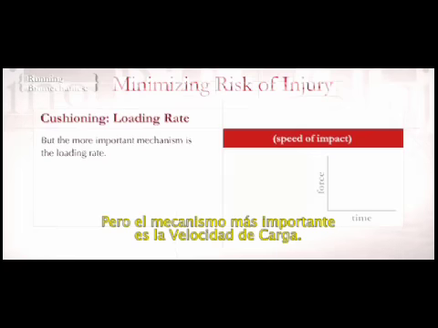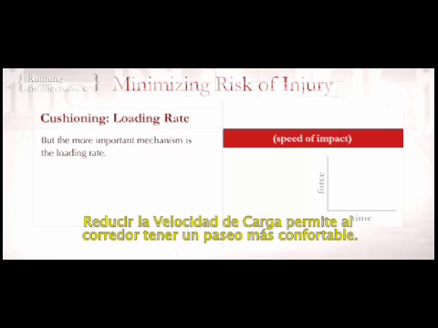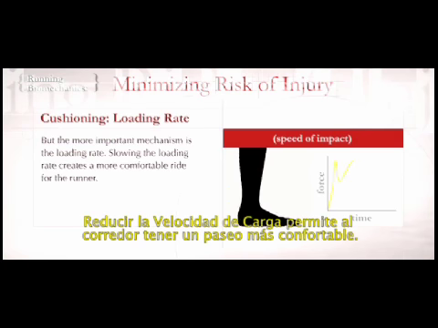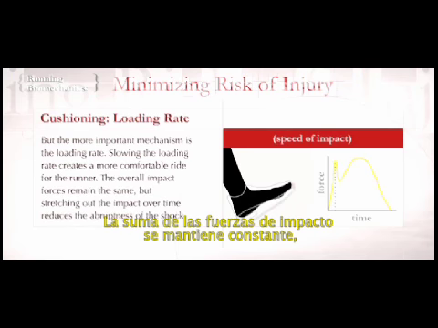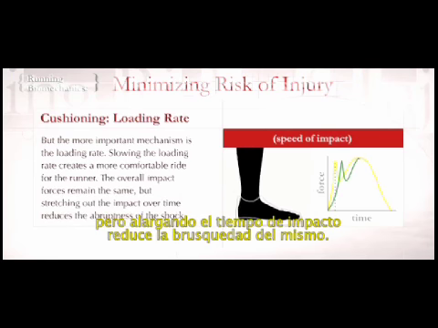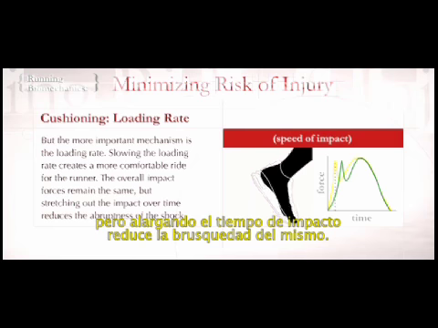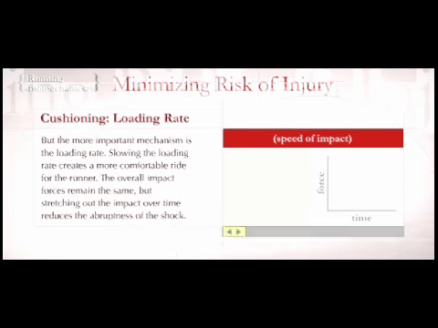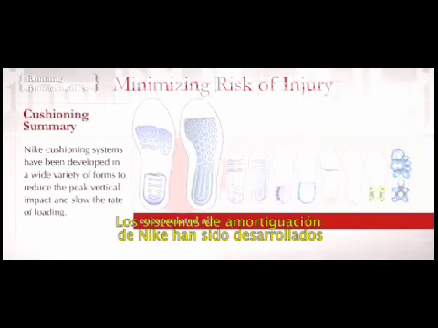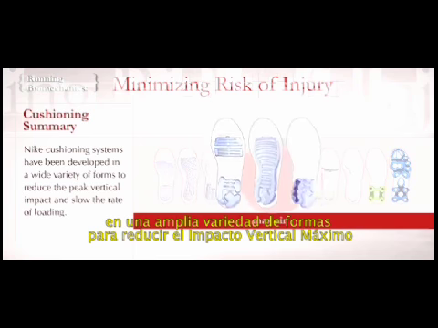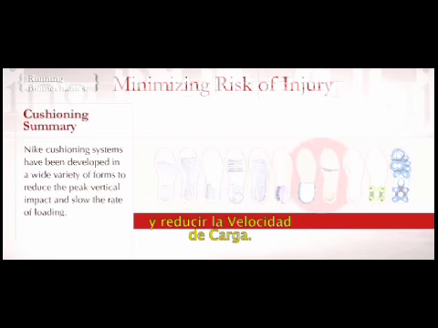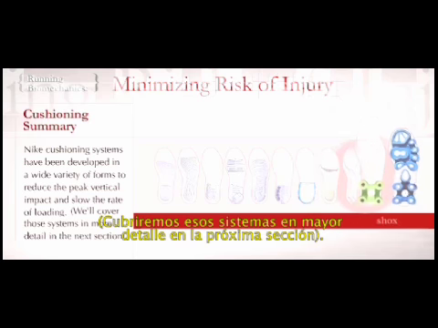But the more important mechanism is the loading rate. Slowing the loading rate creates a more comfortable ride for the runner. The overall impact forces remain the same, but stretching out the impact over time reduces the abruptness of the shock. Nike cushioning systems have been developed in a wide variety of forms to reduce the peak vertical impact and slow the rate of loading. We'll cover those systems in more detail in the next section.